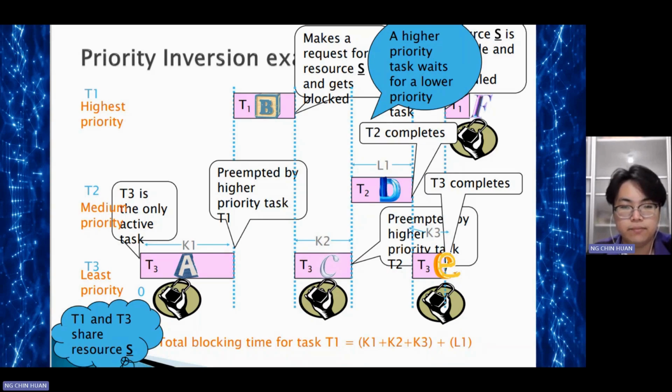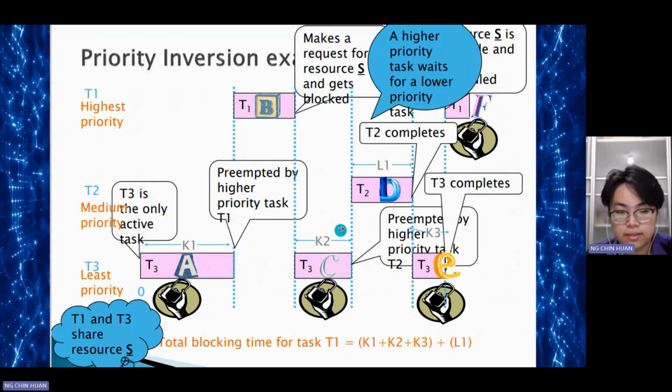When we arrive at B, T1 preempts T3, and T1 will try to access shared resource S. However, T1 will fail because T3 is still holding the resource in its own critical section. So we can see here, C shows that T3 continues its execution because T1 cannot start its execution.